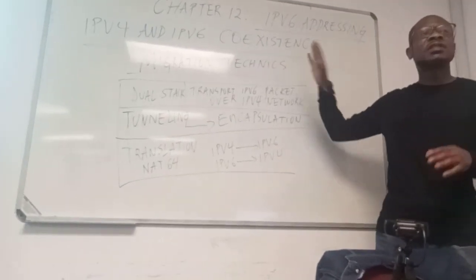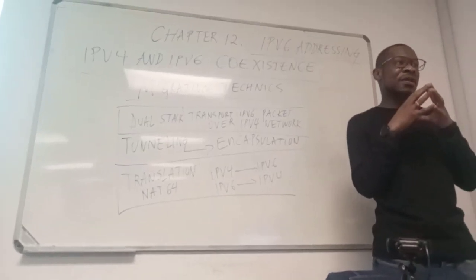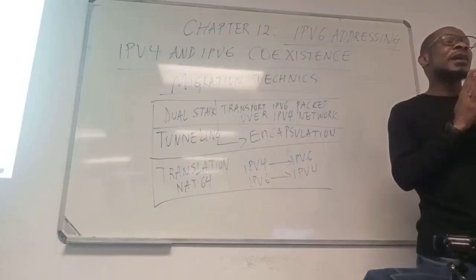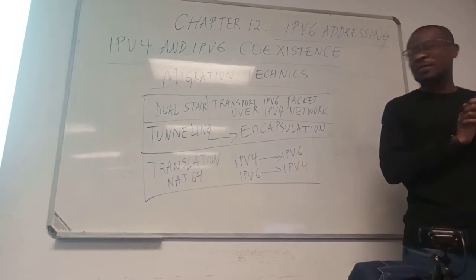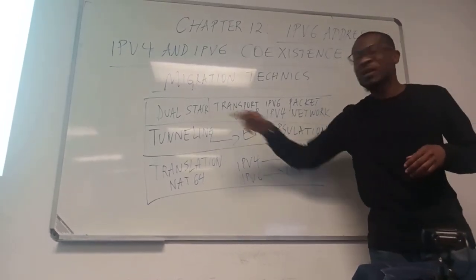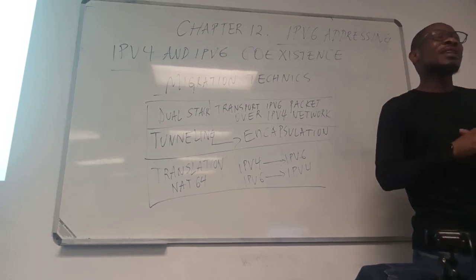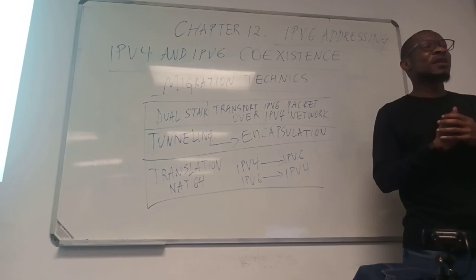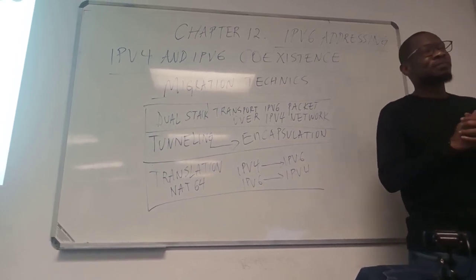So we are talking about how to use those two IPs. How your phone, your PC can use those two IPs at the same time. Now there are techniques that you can use. You can use what we call the dual stack, tunneling, or translation, or NAT64. It's not you who are going to use it, but it's already implemented, right?